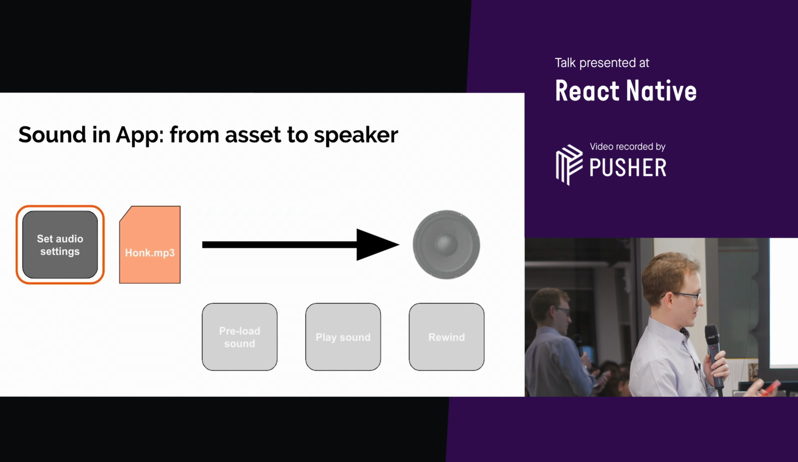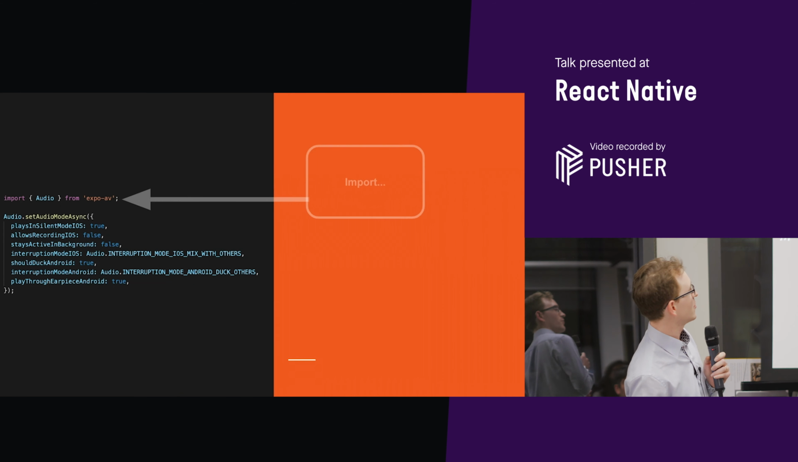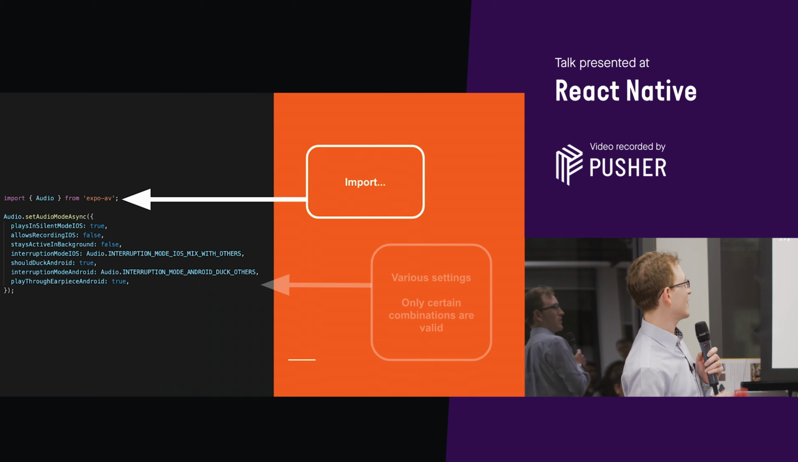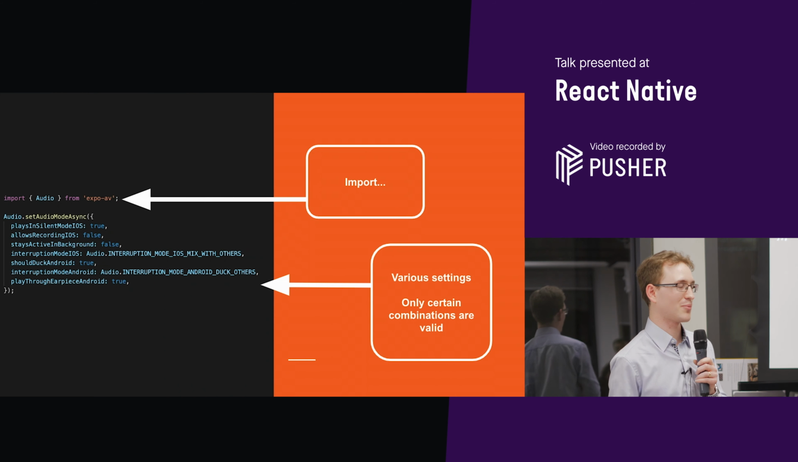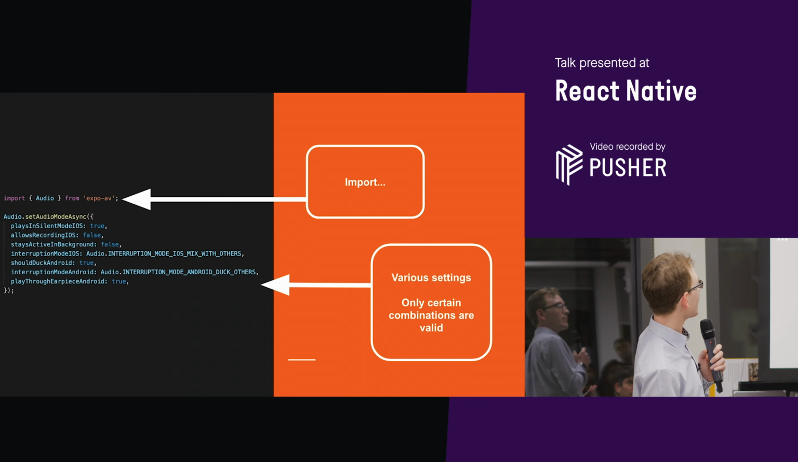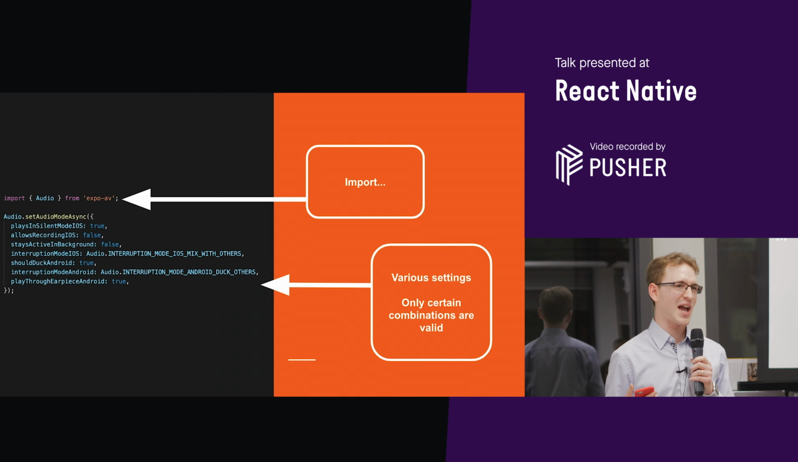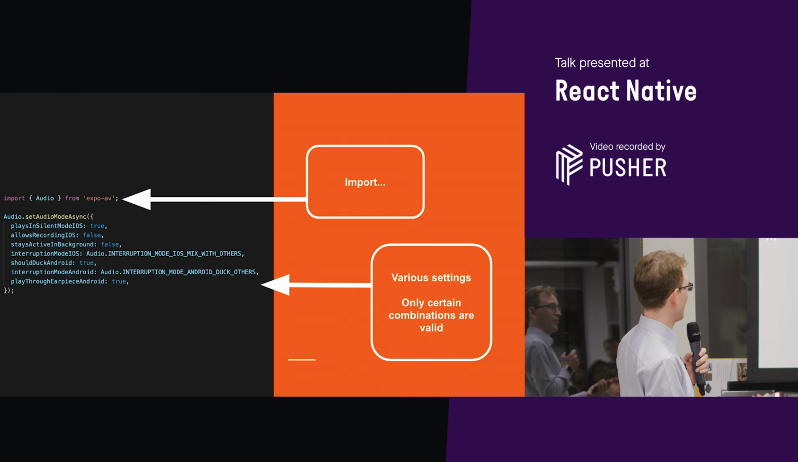So let's break this down a little bit and look at setting up the audio settings. And again, we're talking about Expo AV, so I import that, and then I just pick the settings that are correct for me. I'm not going to go through these, but it is things like play in silent mode in iOS, so if someone's got their phone muted, it's a soundboard app, they probably actually want to play the sound, allow it to play, and things like that.